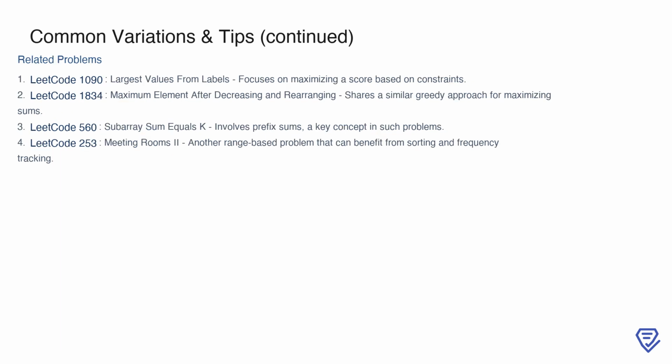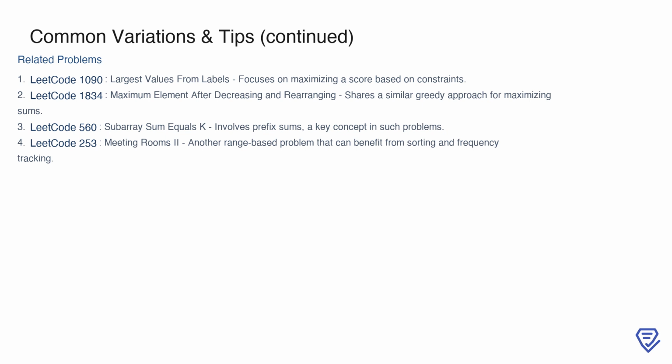This problem shares similarities with several others that you might encounter on LeetCode, which can help solidify your understanding of related concepts. For example, LeetCode 1090, Largest Values from Labels, focuses on maximizing a score under specific constraints, which aligns well with the greedy strategies discussed here. Another related problem is LeetCode 1846, Maximum Element After Decreasing and Rearranging, which also employs a greedy approach to achieve an optimal sum.